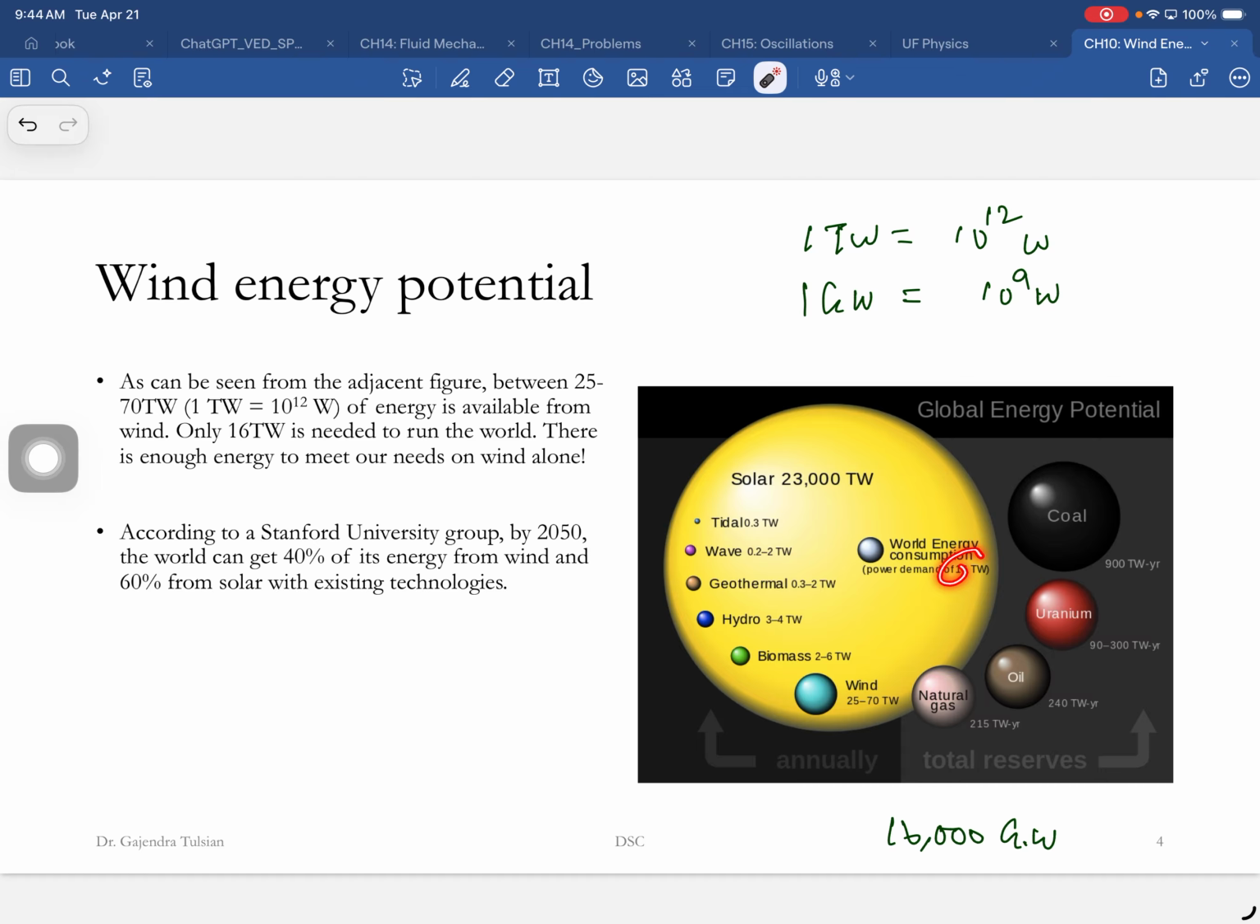Now here's another thing. Wind complements solar energy well. Days with little sunshine are usually days of better than average wind. So wind and solar complement each other.